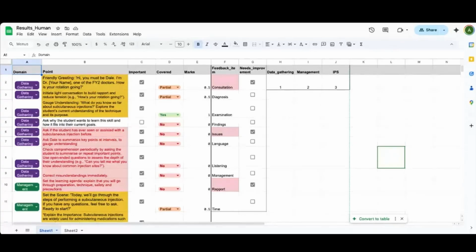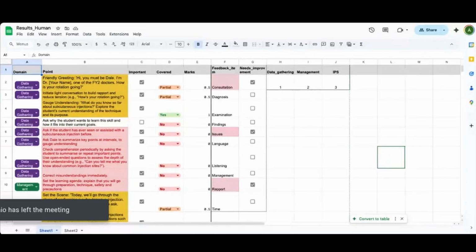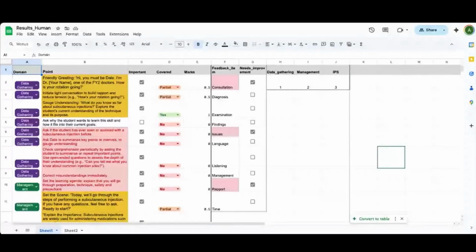Ask Dale to summarize key points at intervals to gauge understanding. So this is very important. Check comprehension: periodically ask the student to summarize or repeat important points. Use open-ended questions to assess the depth of their knowledge. Can you tell me what you know about the common injection sites, right? Along those lines. Correct any misunderstanding immediately. So if you've understood that they're giving you the wrong answer, don't move on with your conversation. You have to make sure that you correct any misunderstandings that you have seen that they're making, right?